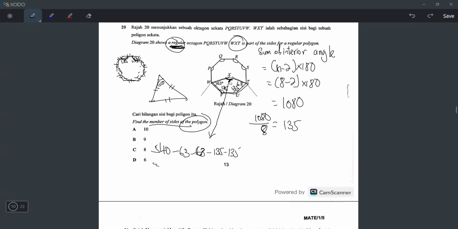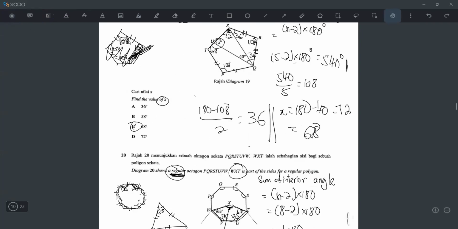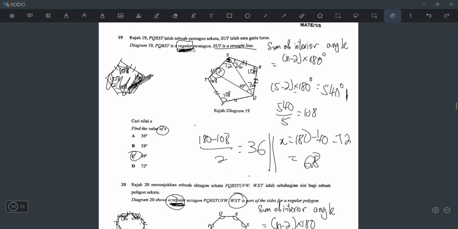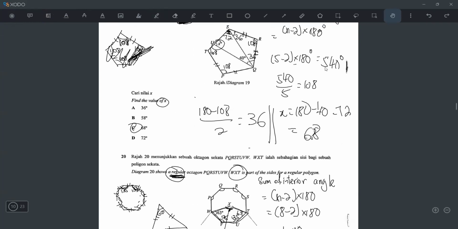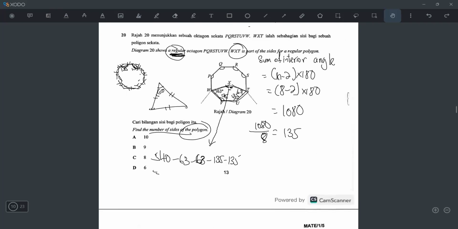Okay, maybe some of the students will ask, hey, this one is not 108? Because I thought in the last question you said 5 sides means 108. Okay, listen here. It's 108 when it's a regular pentagon. If it's the same length, then only you can take the 540 divided by 5. Then only you get 108. This is not regular. This is not a regular. Look carefully. This is 63, 135, 135, 63. This is definitely not a regular pentagon. It's a pentagon, but it's not a regular pentagon. But the sum is still 540.